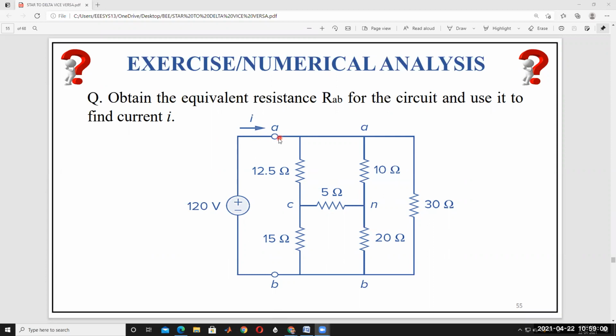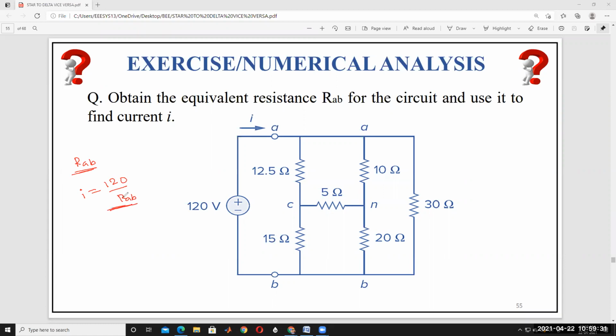Find first by using star to delta and delta to star transformation technique the equivalent resistance between A and B. That is called RAB. Then the current I is equal to V divided by RAB. Understood? Find RAB first. After that, I is nothing but V by R, that is 120 divided by RAB. So we will get current.